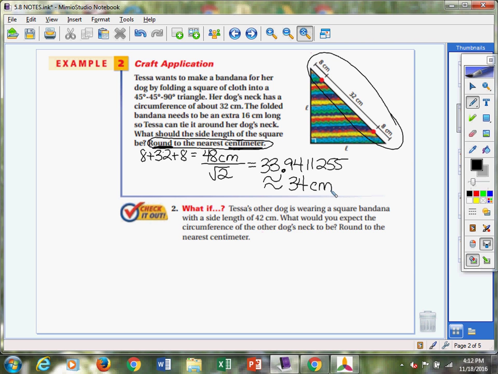Okay? So I'm going to leave check it out for you. This will be a bonus for you, +1. Tessa's other dog's wearing a square bandana with a side length of 42 centimeters. So this time they gave you the side length, not the hypotenuse. And what would you expect the circumference of the other dog's neck to be? You want to leave a little bit of extra, so think, we want to leave 16 extra centimeters hanging off the ends so they have enough to tie. So think about that. That's going to play a part in this as well, and round that to the nearest centimeter.